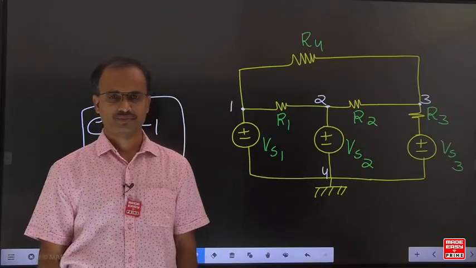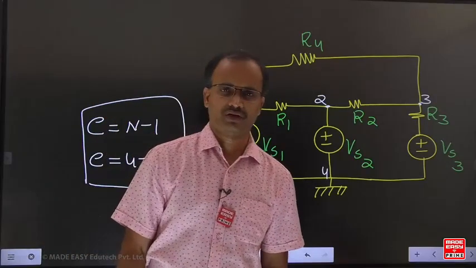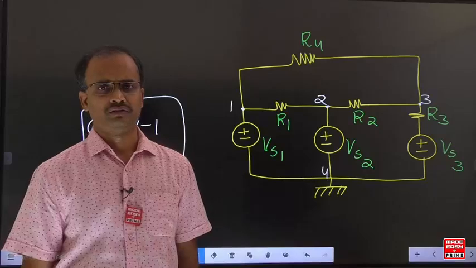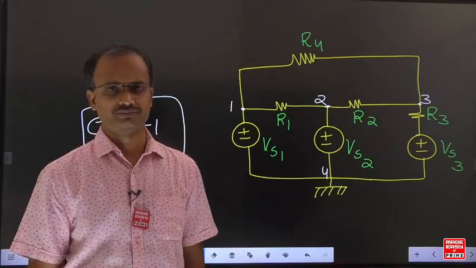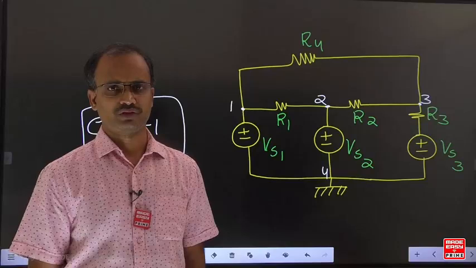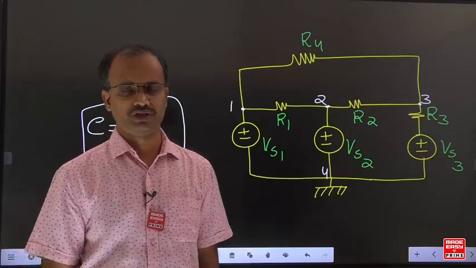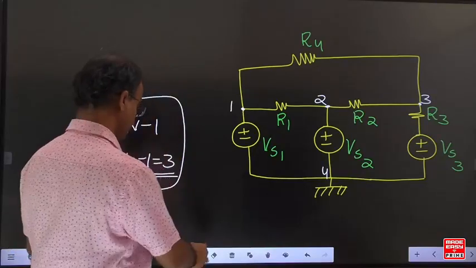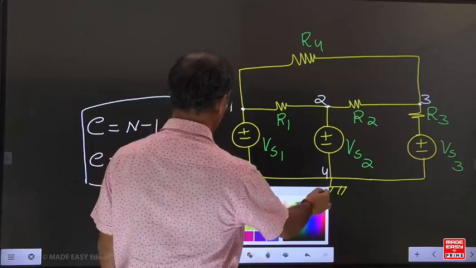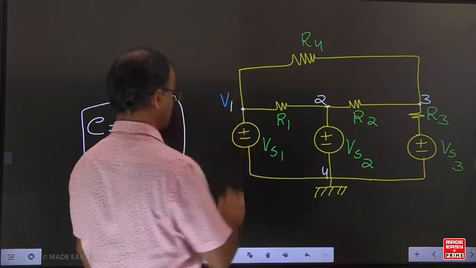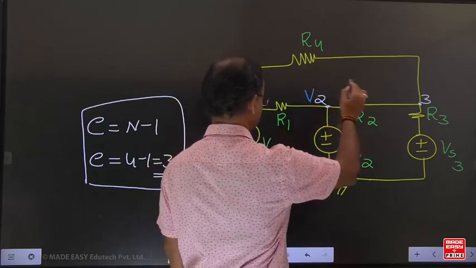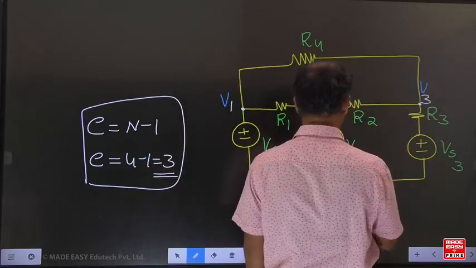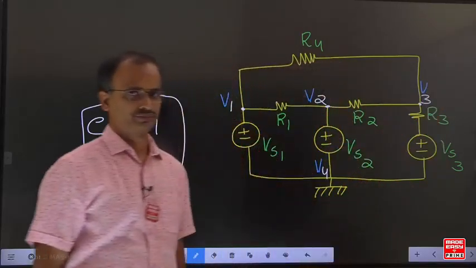But in the questions, they may ask you to find the node voltages in this network. Minimum how many equations are required? Let us verify. In this example, let us assume the node voltages are V1, V2, V3, and V4.